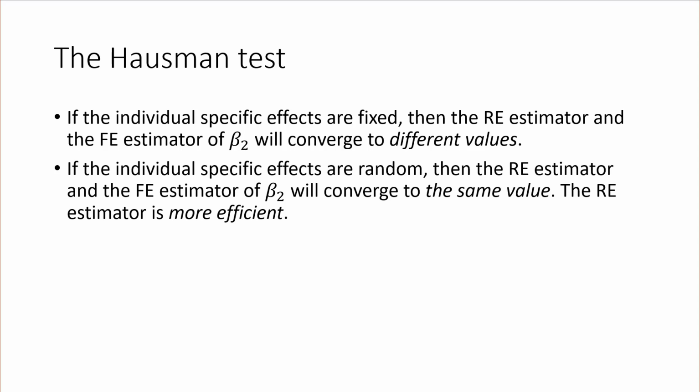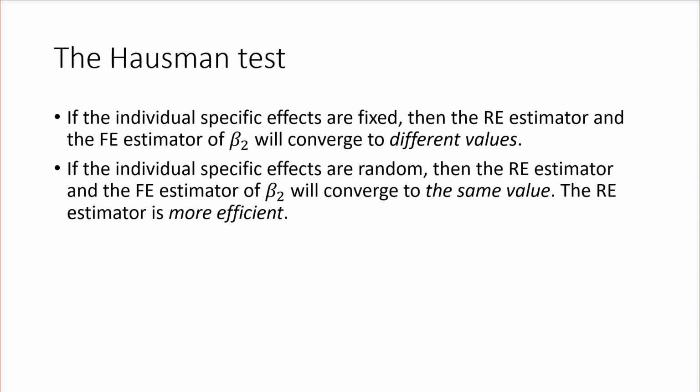That is actually all we need to apply a general test, which is called a Hausman test. What we do is that we simply estimate beta 2 using both the fixed effect estimator and the random effects estimator. Then we look at the difference between the estimates. If this difference is significantly different from 0, then that is evidence in favor of fixed effects.